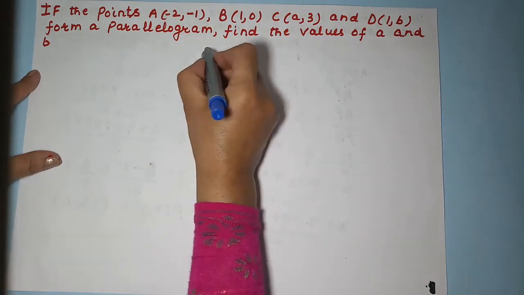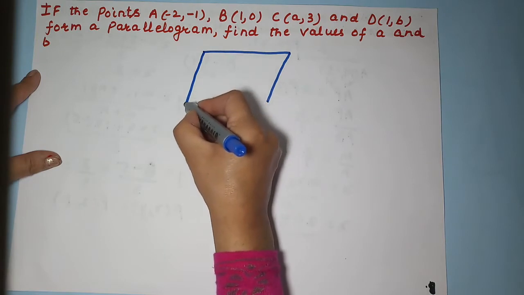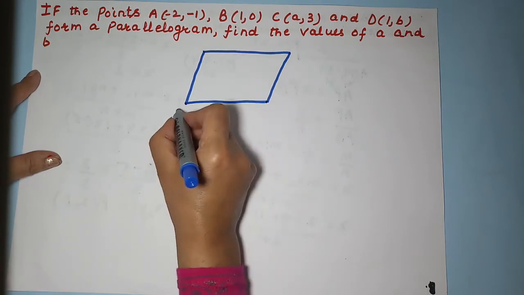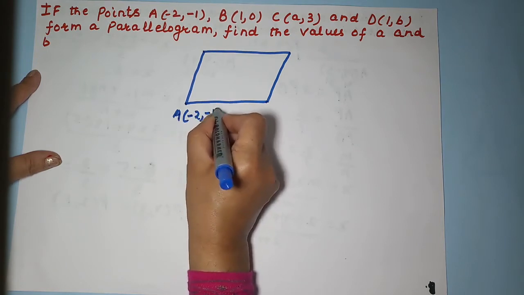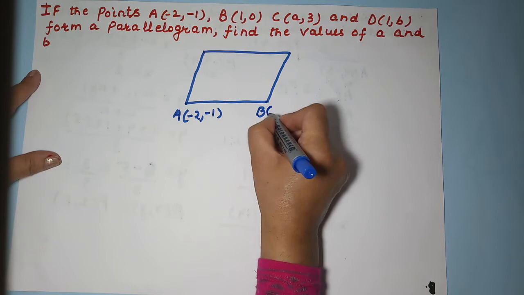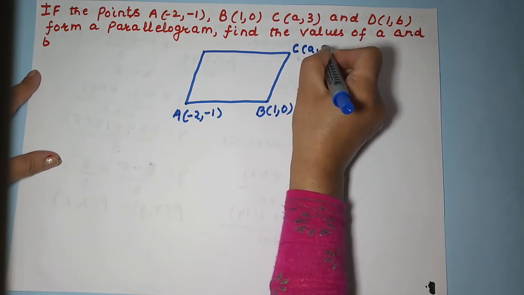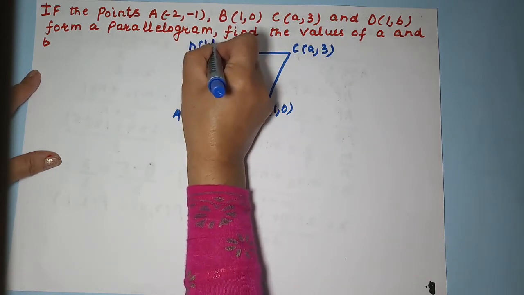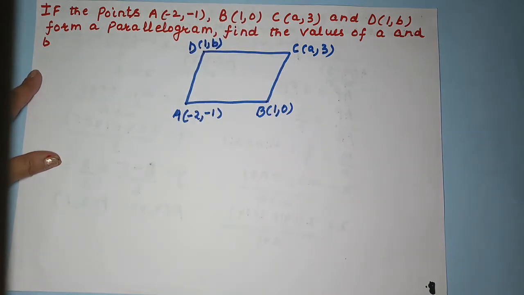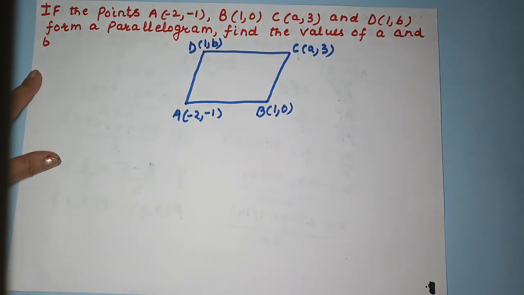b. So what we will do is draw a parallelogram like this. It has a point A whose coordinates are (-2, -1). Then we have B (1, 0). Then we have C as (a, 3), and we also have D as (1, b). Now, he wants us to calculate the values of a and b using the section formula.